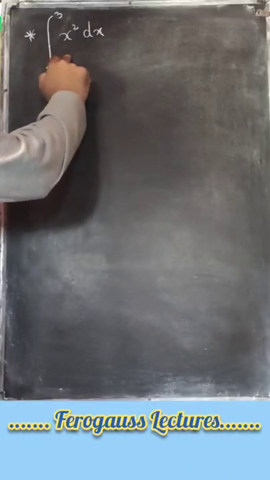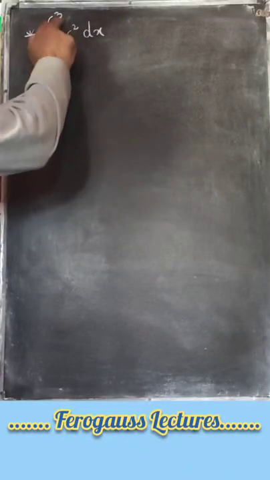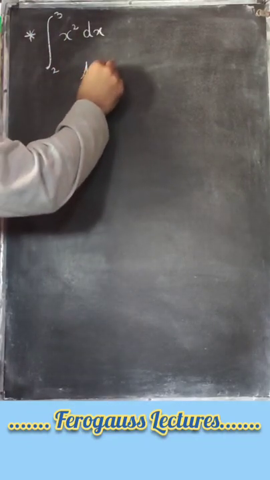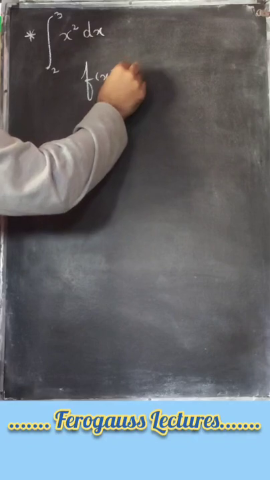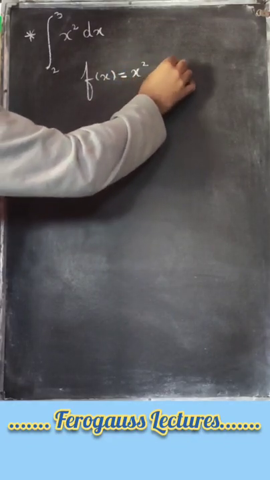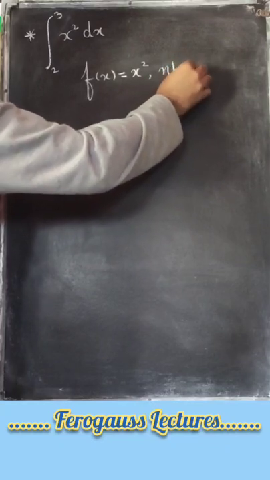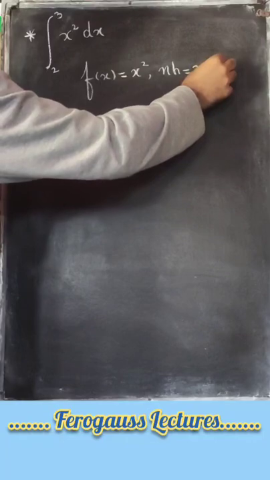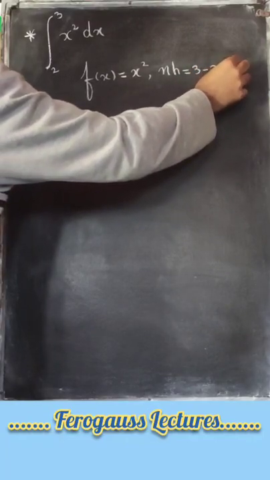In this definite integral, integral 2 to 3 x square dx, we have f(x) equal to x square and nh is equal to upper limit, that is 3, minus lower limit, that is 2, which is equal to 1.